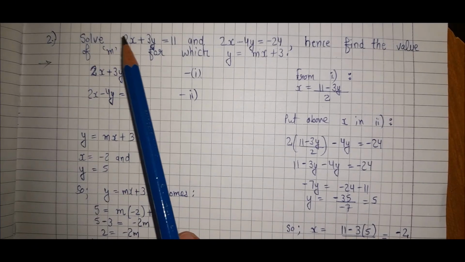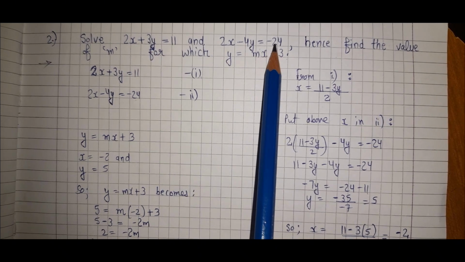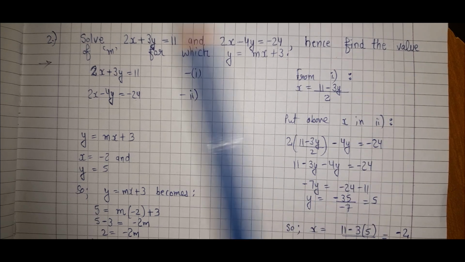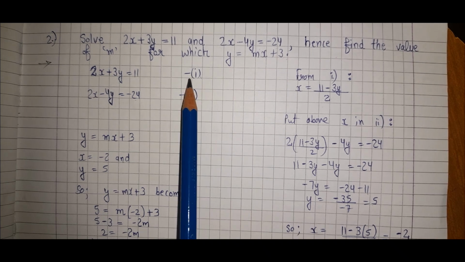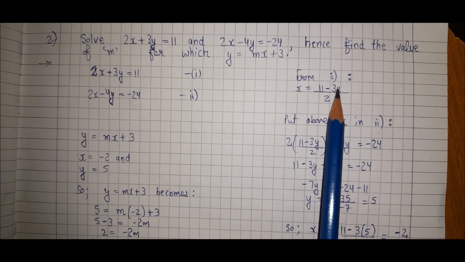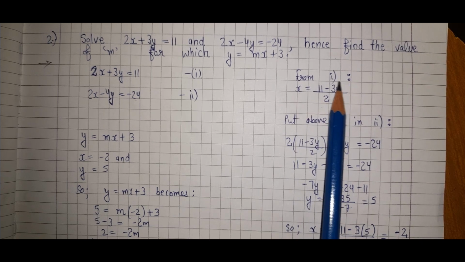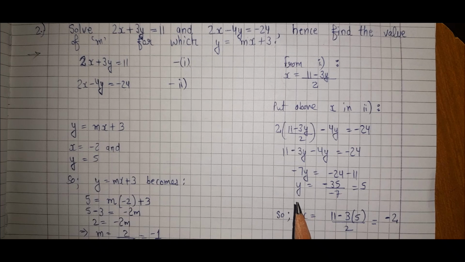Second question, solve 2x + 3y = 11 and 2x - 4y = -24. Hence find the value of m for which y = mx + 3. Now, from the first equation, we will have x is equal to (11 - 3y)/2. Now, substitute this value of x in the second equation. We will get the value of y, that is y is equal to 5.